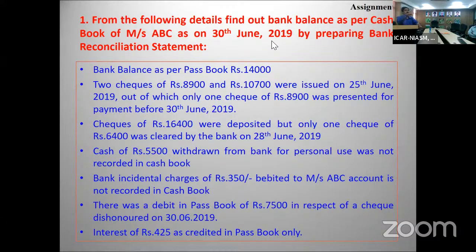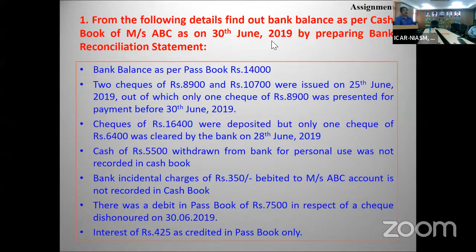Passbook will be reduced. Again, what you have to do with the passbook to make it equal? You have to add it in the passbook. Add bank charges debited by the bank but not recorded in the cash book. You have to write: add bank charges debited by the bank but not recorded in the cash book, 350. Then next, there was a debit in the passbook of rupees. You see, debit means less.